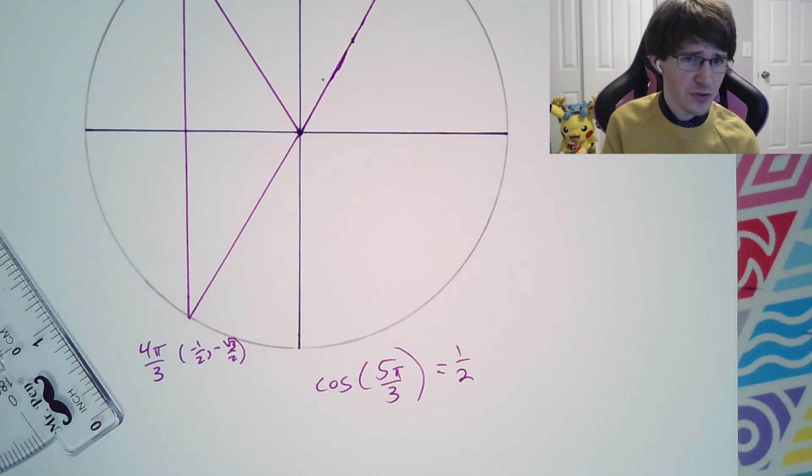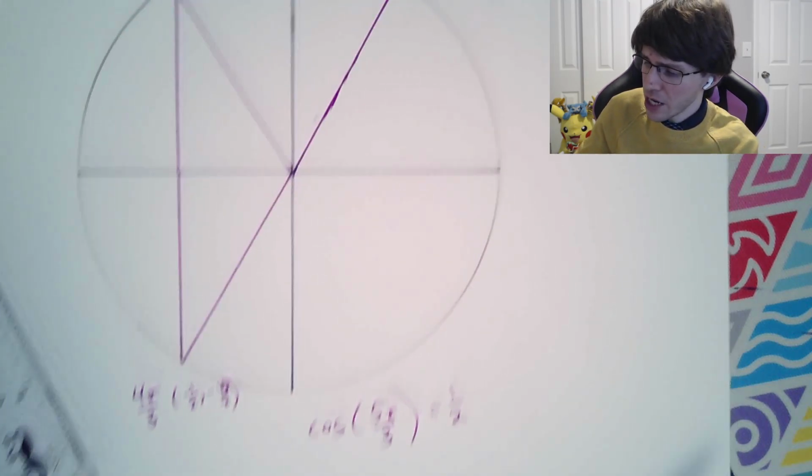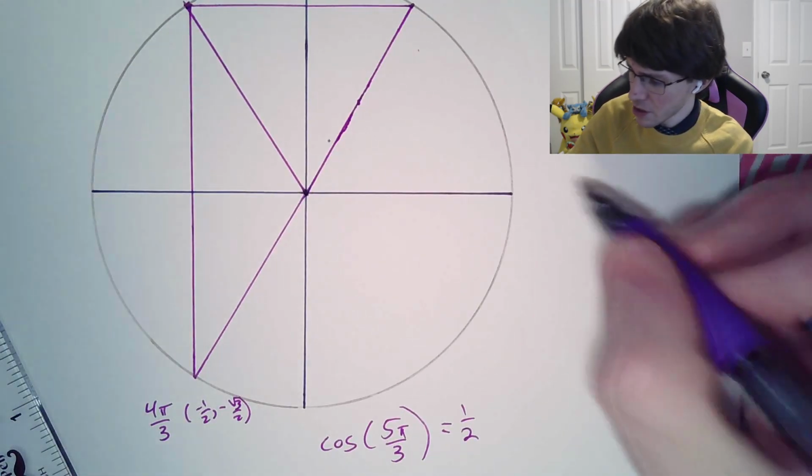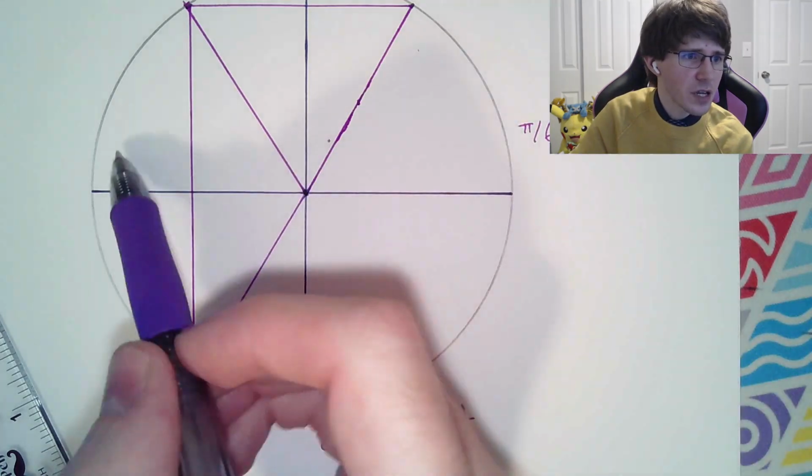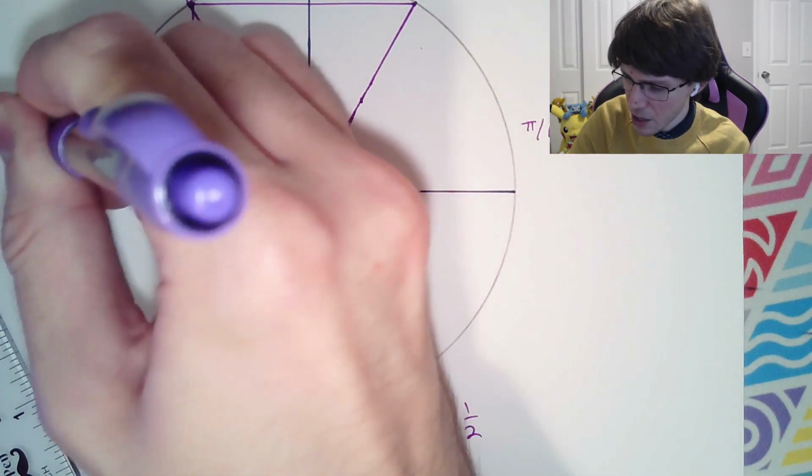This also holds for all the other values. If I were to go ahead and find out my pi over 6 value over here, I'm not going to find the exact one, but if I found my pi over 6 value over here, I'm just going to be at 5 pi over 6.